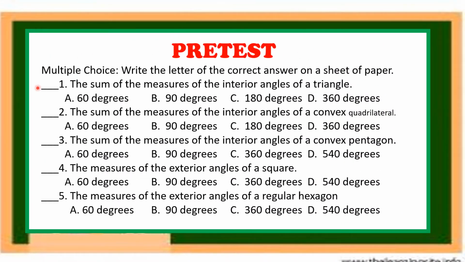We have our pretest. We'll try to answer the pretest. For number 1, we have letter C. Number 2, we have letter D. Number 3, letter D. Number 4, letter B. And for the last number, we have letter A.